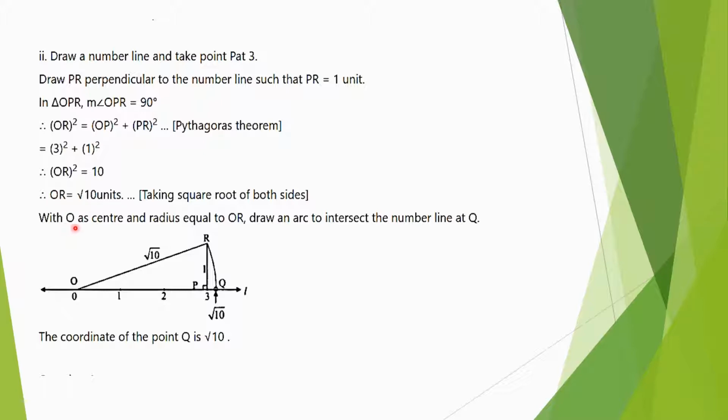So, with O as center and radius OR, if you make a circle or arc cutting the number line, OQ is equal to root 10. The arc will join the line at Q. Therefore, OQ is equal to root 10.